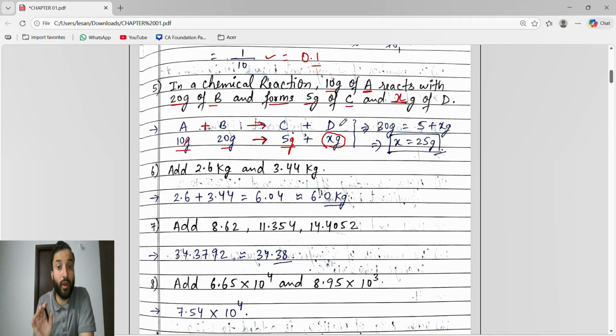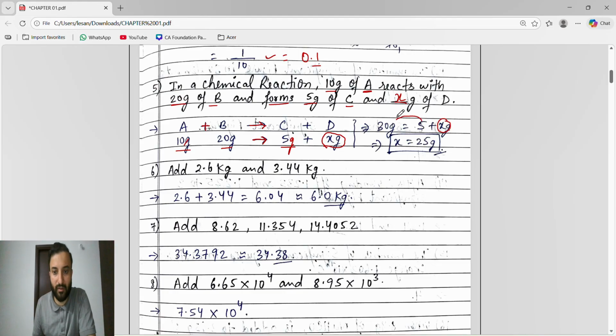So here we are going to use which law? Yes, if you know, guys, the law of conservation of mass. The law of conservation of mass means total mass of the reactants is equal to total mass of the products. So total mass of reactant is 10 plus 20, 30 gram, and total mass of product is 5 plus x. So we know how to find the value of x.